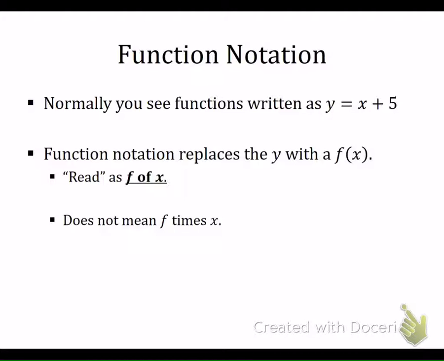But don't overcomplicate it. We're not multiplying by f. We're not doing anything crazy like that. It just says what the function is written in terms of. So this means a function of x. Or if we put a 0 in, it would be the function at 0, okay?